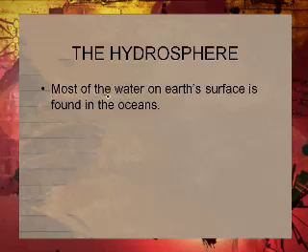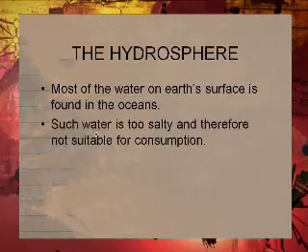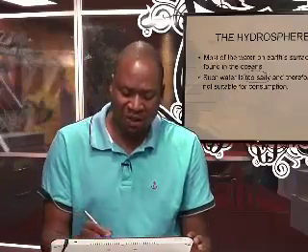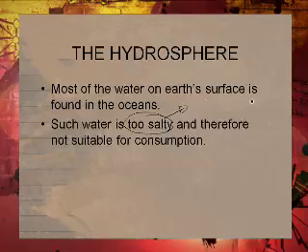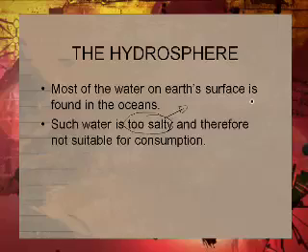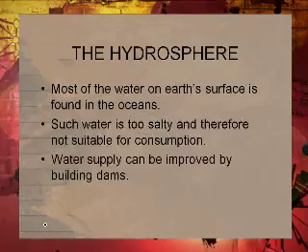Most of the water on Earth's surface is found in oceans. We know that. Such water is too salty. We know that the water from the sea, from the oceans, is too salty and not good for consumption, not good for use by humans and animals, or not even for irrigation. It's not good enough for that. So that is water from oceans, too salty.